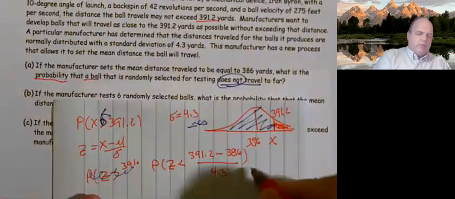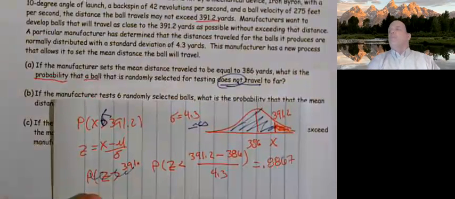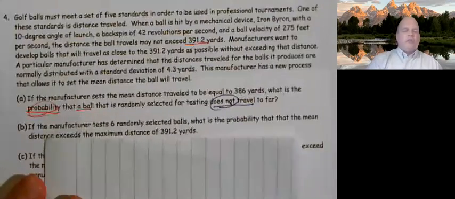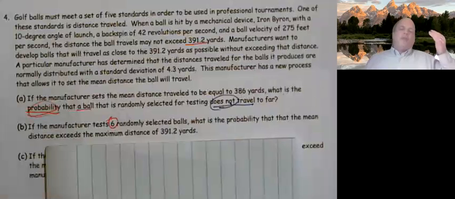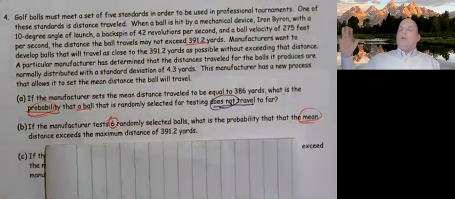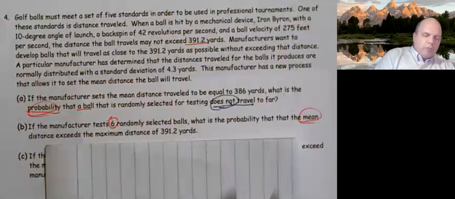Probability it does not travel too far is 0.8867. 4B: if the manufacturer tests 6 randomly selected balls, so now I'm sitting there going, okay, I got 6. Is this a binomial or is this going to be the normal? We know that this is going to be a normal because the binomial doesn't talk about that. So if the manufacturer tests 6 randomly selected balls, what's the probability that the mean distance exceeds the maximum of 391.2?